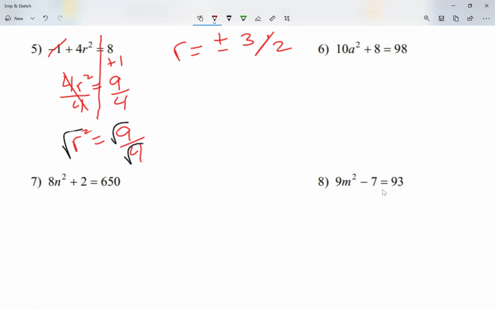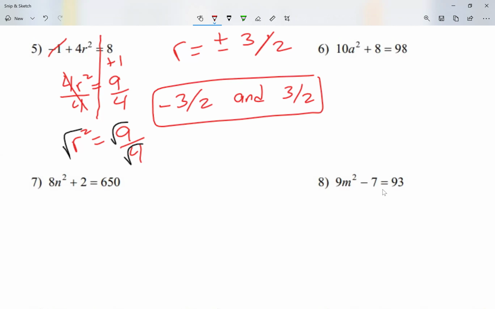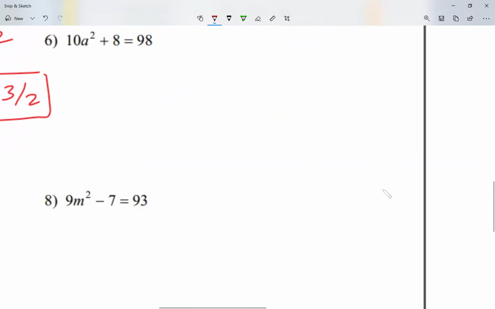Again, I ask myself, can I possibly simplify my fraction? No, I cannot. Okay. So I'm going to leave it at that. So my answers will be negative 3 over 2 and positive 3 over 2. Don't forget to write them from small to large. Okay, let's take a look at question number 6.